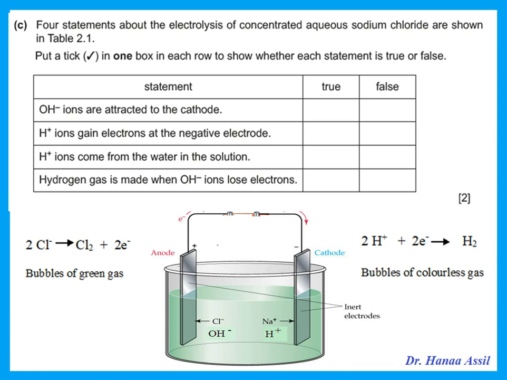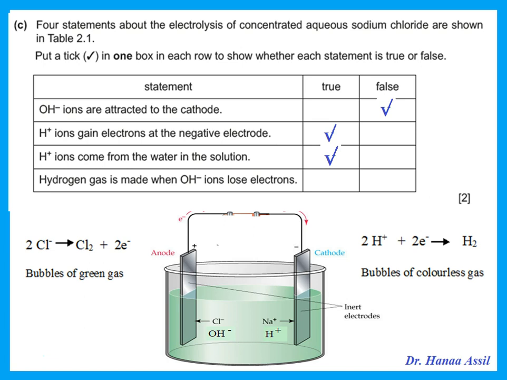Now let's look at each statement. He's saying hydroxide ions are attracted to the cathode. No, hydroxide ions are negative. They will be attracted to the positive, which is the anode. So this is a false statement. When he says H+ ions gain electrons at the negative, that is actually true. H+ ions come from the water in solution. Yes, that's where it came from.